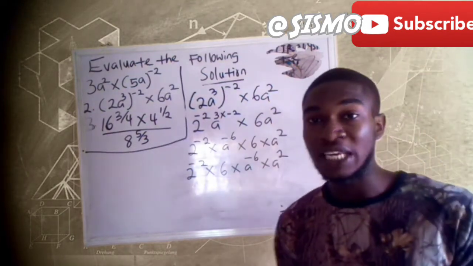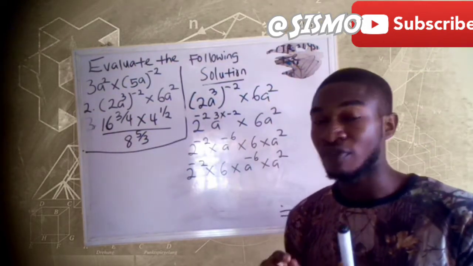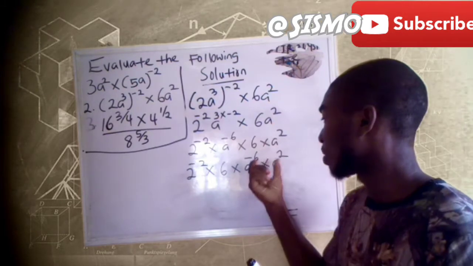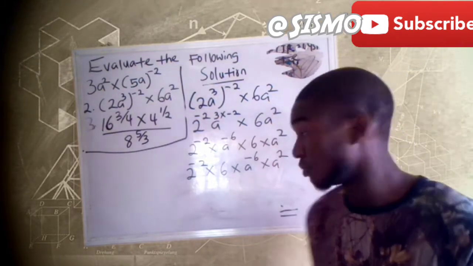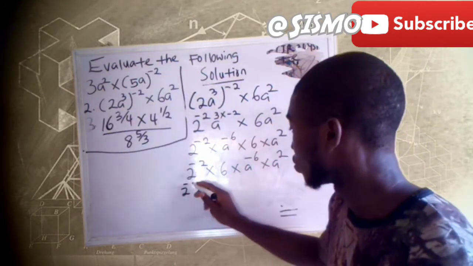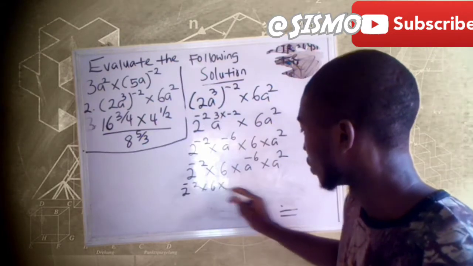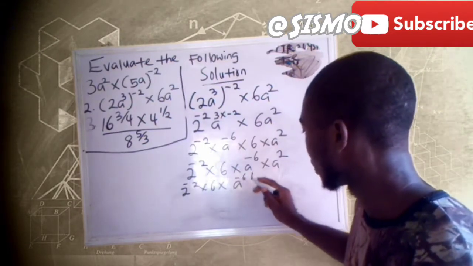So next one we apply the multiplication law. And when we observe for the multiplication law, we can add the powers of the alphabet because their bases are the same. So we now have 2 raised to power minus 2 times 6 multiplied by a to the minus 6 plus 2.